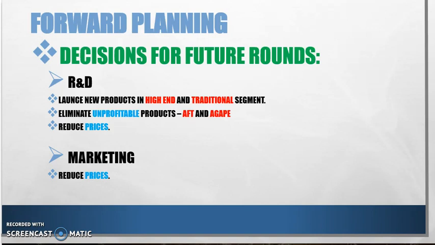Regarding marketing, the team decided to reduce the price of our own products. How much depends on the market share that the company is holding. Besides, we will cut half of the amount spent on the promotion budget and sales budget of AFT and AGAF. The reason is that although we want to get rid of these product lines, we still have some inventory left, so we still use money on promotion and sales to sell our own inventory units.